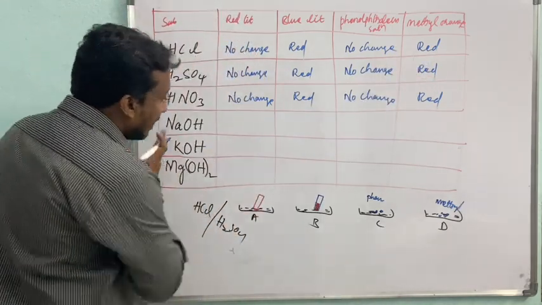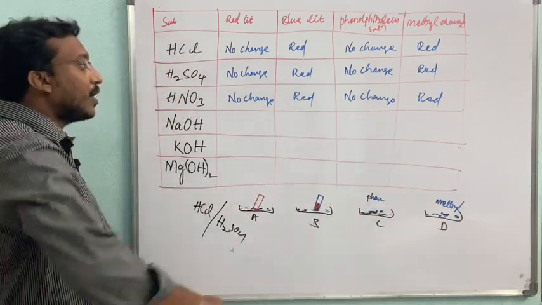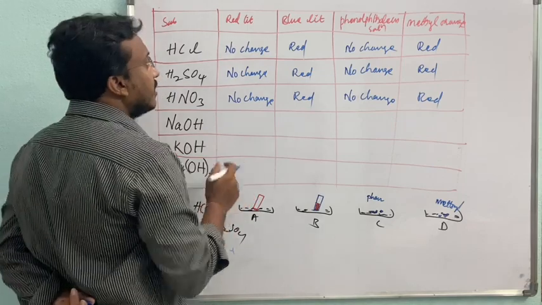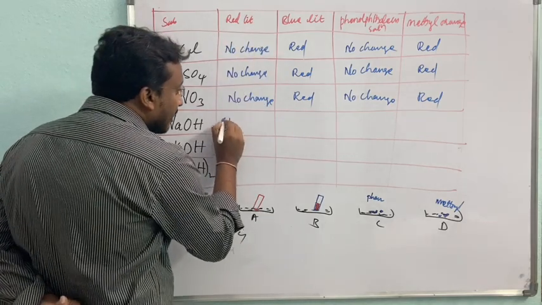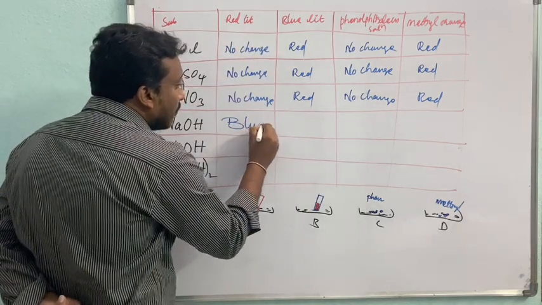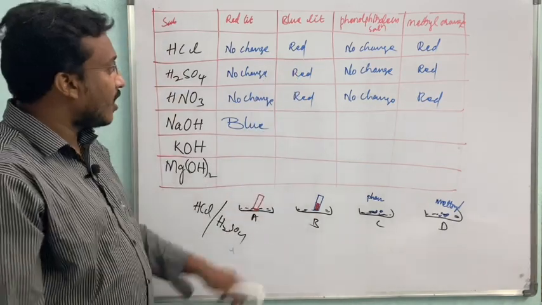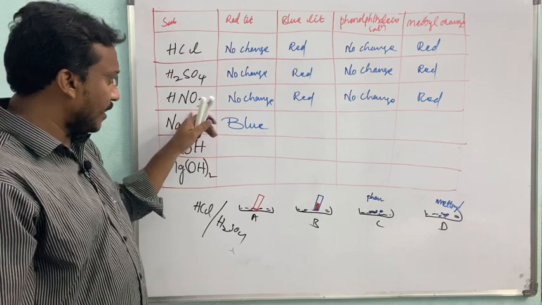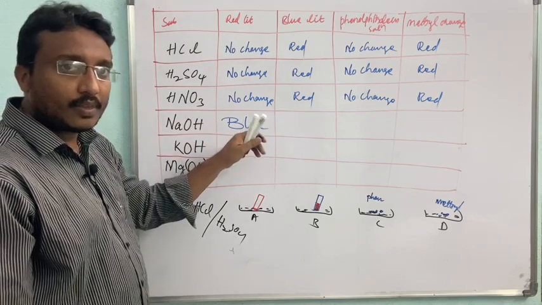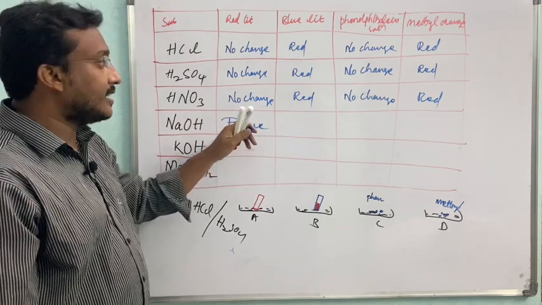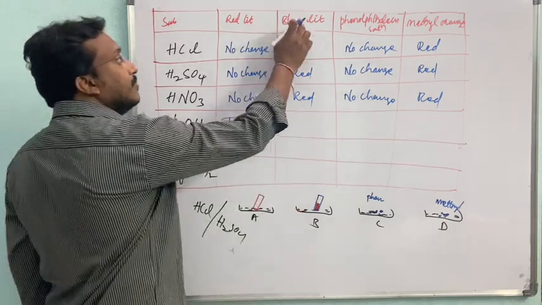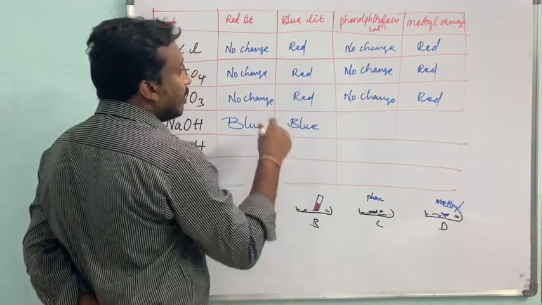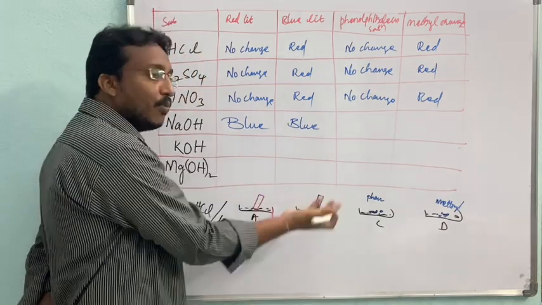Next, I have taken NaOH. When I dip the red litmus paper in NaOH solution, the red litmus turns into blue. When I dip the blue litmus paper in NaOH, it stays blue. That means no change, blue as blue only.